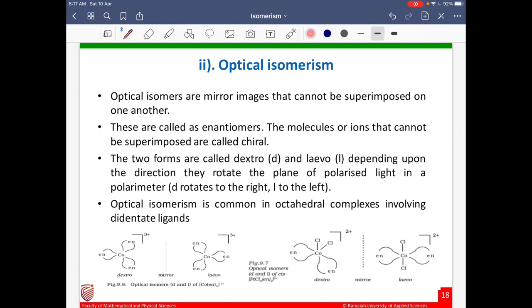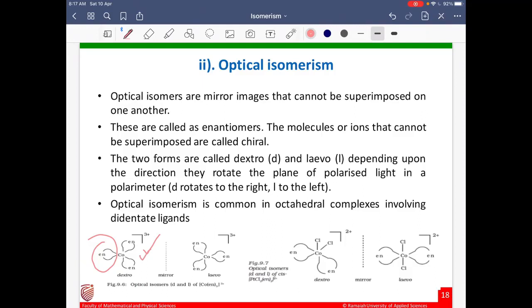If it is rotating to the right, then we call it dextro, and we give the notation small letter d for it. If it is rotating to the left, then we give the notation L for it. Optical isomerism is common in octahedral complexes involving bidentate ligands, for example, ethylene diamine. So optical isomerism is common in octahedral complexes involving bidentate ligands. Here we can see [Co(en)3]3+.